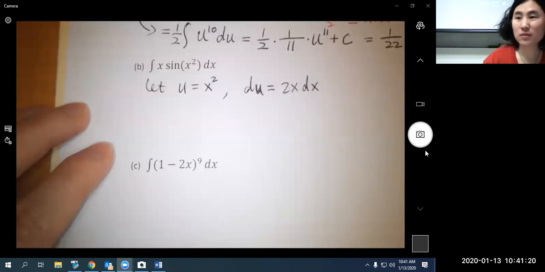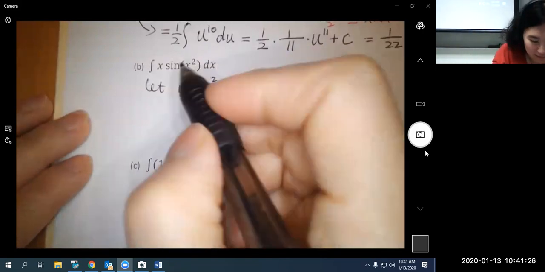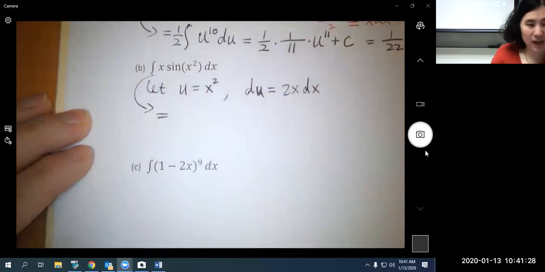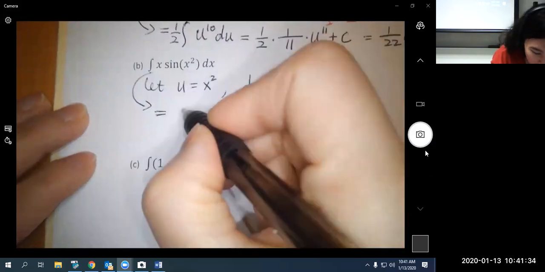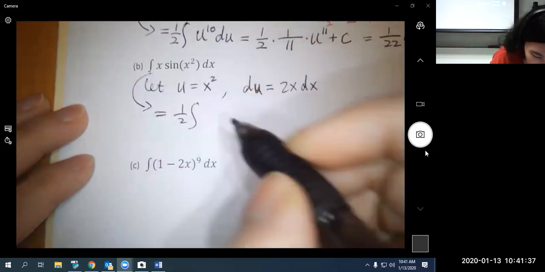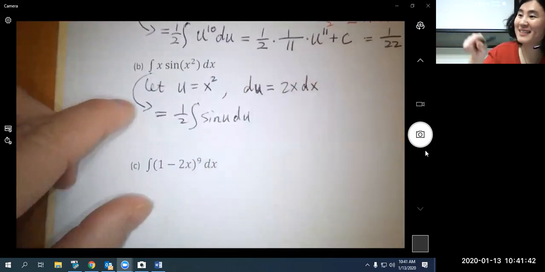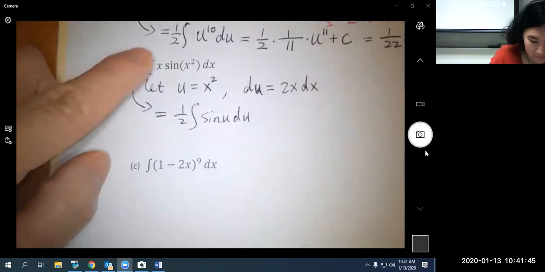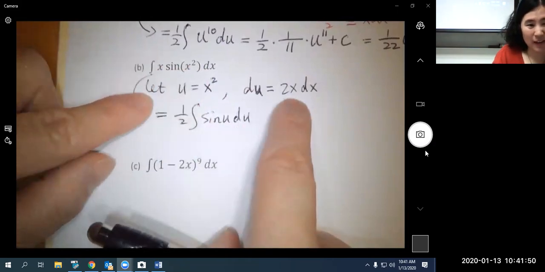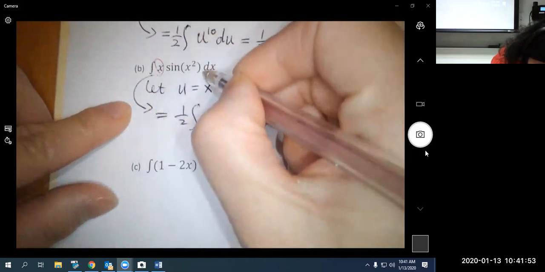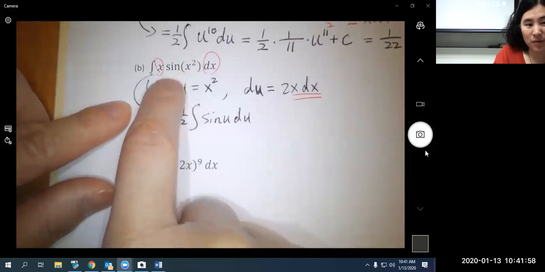Okay, so what do we do now? How about you tell me? I need some feedback. The integral becomes what? 1/2 integral of what? Sine of what? u du. How did you get that, William? Yeah, x dx gave us 1/2 du, and then x squared becomes u, that gives us sin of u.